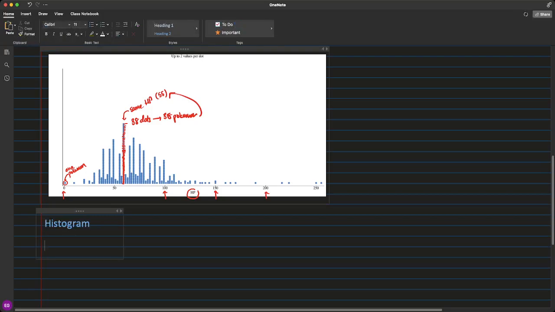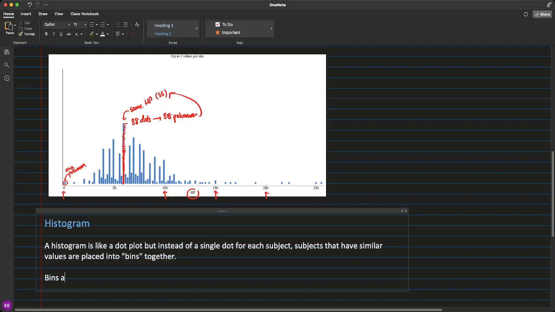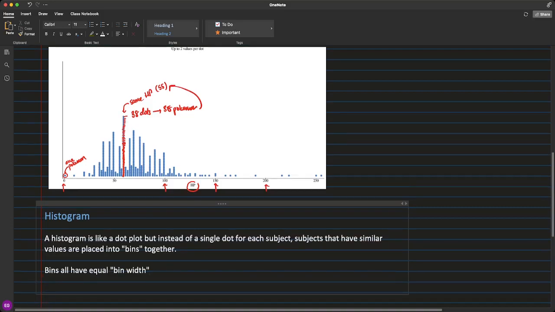So a histogram is like a dot plot, but instead of a single dot for each subject, subjects that have similar values are placed into bins together. Okay, now these bins all have equal bin width. So in the Pokemon example, the bin width was 25. So what does that mean?